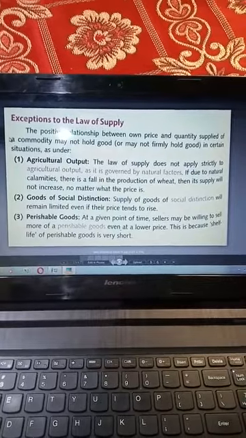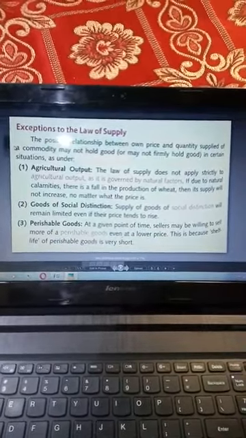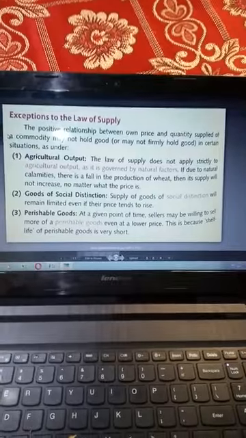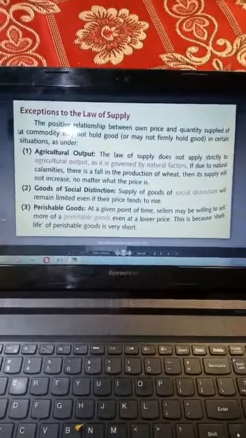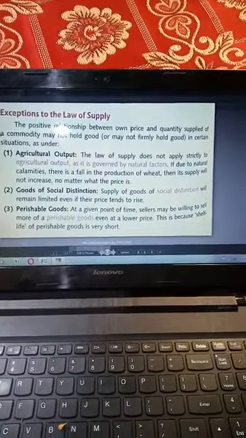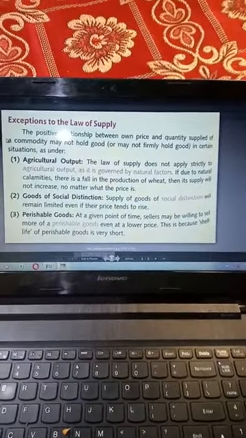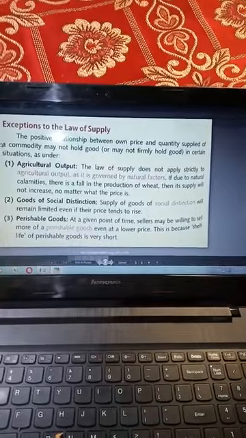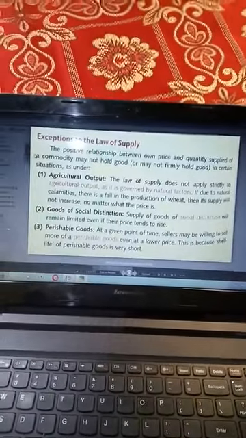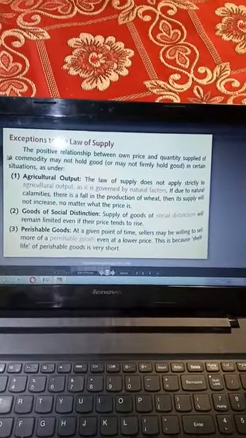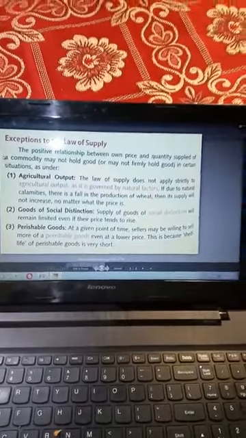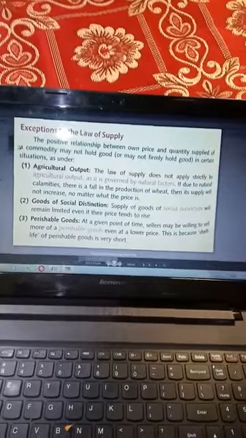All the determinants other than Px should remain constant, then law of supply is valid. Otherwise, if any one of the determinants is not remaining constant, definitely the law of supply is not valid. That means law of supply is valid only up to the point when other determinants other than Px remain constant. Otherwise, law of supply will not be valid.